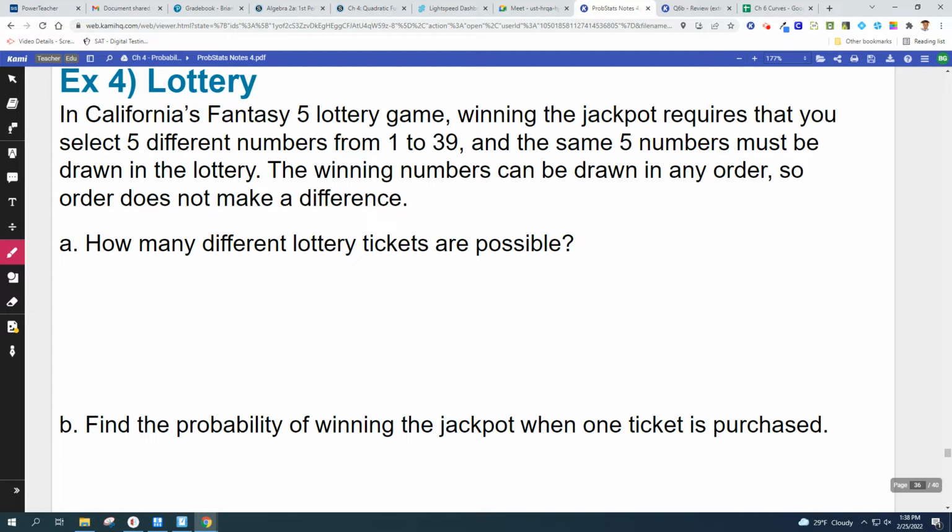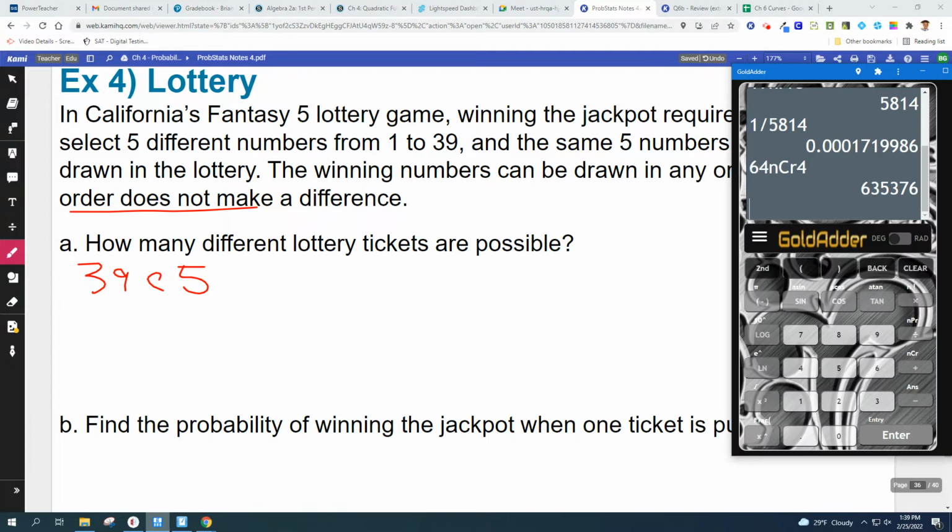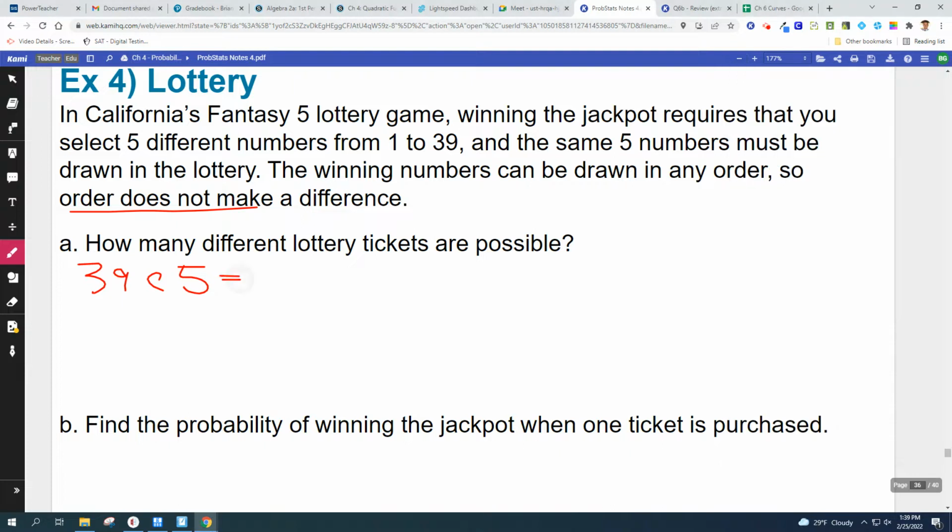So again, I'm going to ask myself, am I taking a group out of a group? And clearly I am. I want 5 out of 39, so the question becomes, does order matter or not? And they told me right there, order does not make a difference. So this one is going to be a combination. 39 C 5. 575,757.